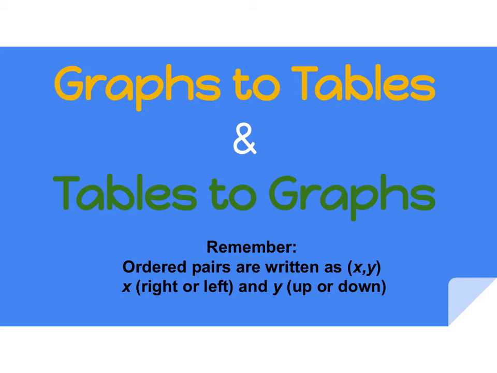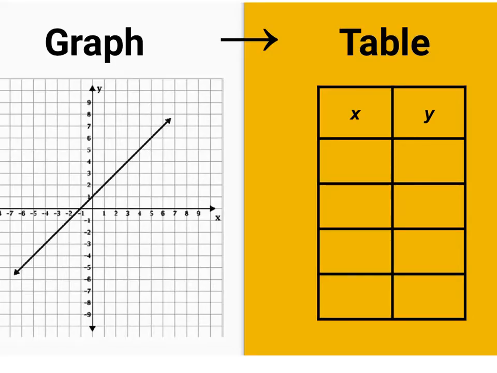This video is going to show you how to go from graphs to tables and tables to graphs. A big important thing to remember is that ordered pairs are written as x then y, and x is for when we go right or left, and y is for when we go up or down. Here we have a graph.